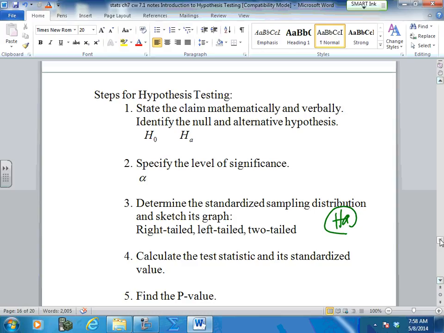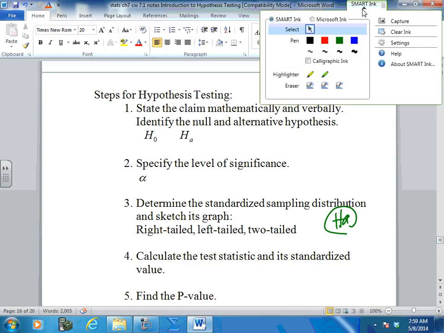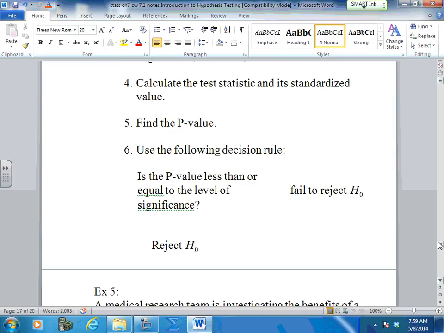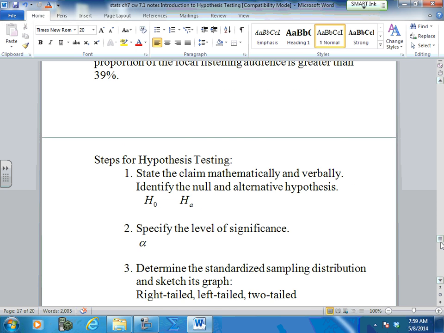You calculate your test statistics. If it's a z-test, we'll calculate your z-score. If it's a t-test, we'll calculate your t statistic. If it's a chi-square, we'll calculate the chi-square. You find your p-value. Your p-value is the area associated under your curve. So once we do all this, then we make a decision. Then we say, is it less than or equal to your level of significance? We reject. If it's not, then you fail to reject. Okay? So that's what we're going to be looking at.